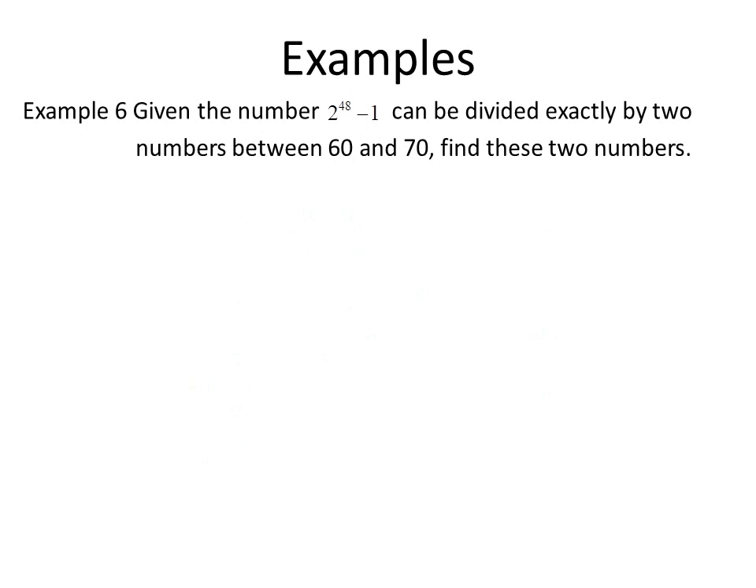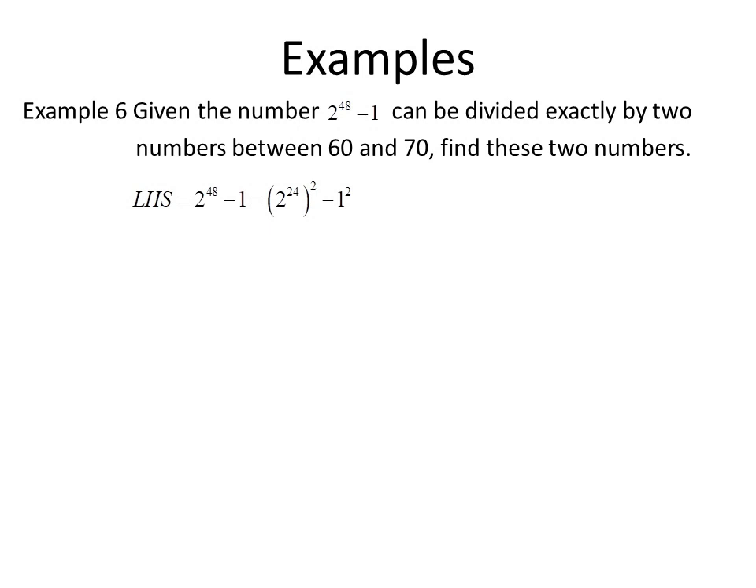Example 6 is an application of using the factorizing skills we just learned to find two factors of this large number, 2 to the 48 minus 1. You may take some time to read and understand this question first. Now, in order to find two numbers that satisfy the requirement, we need to factorize this large number.